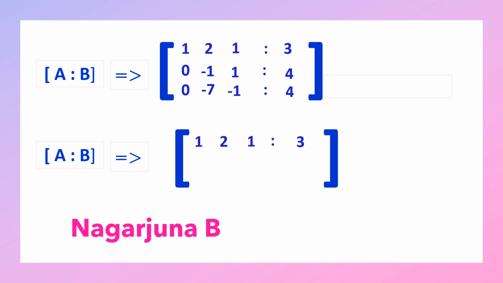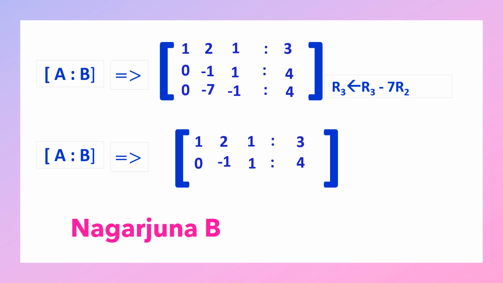So we write those two rows. After that the third row. So we need to make minus 7 as 0. So how to make minus 7 as 0? We can write R3 equal to R3 minus 7 into R2.